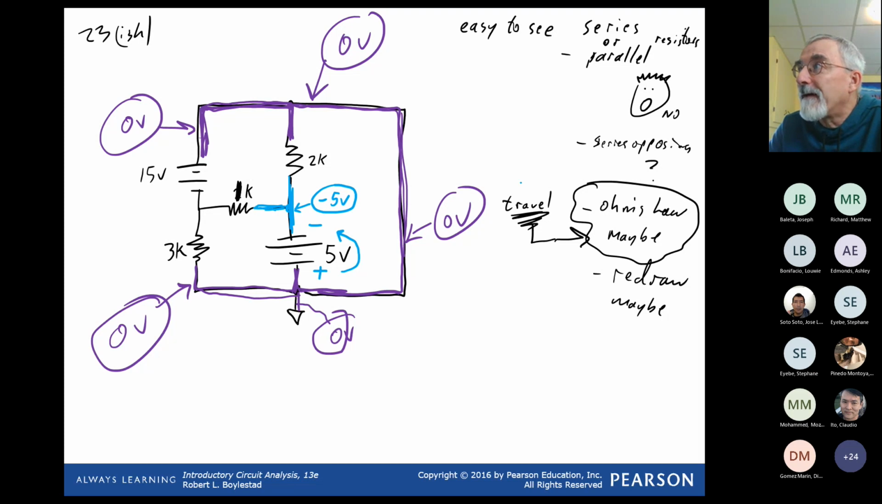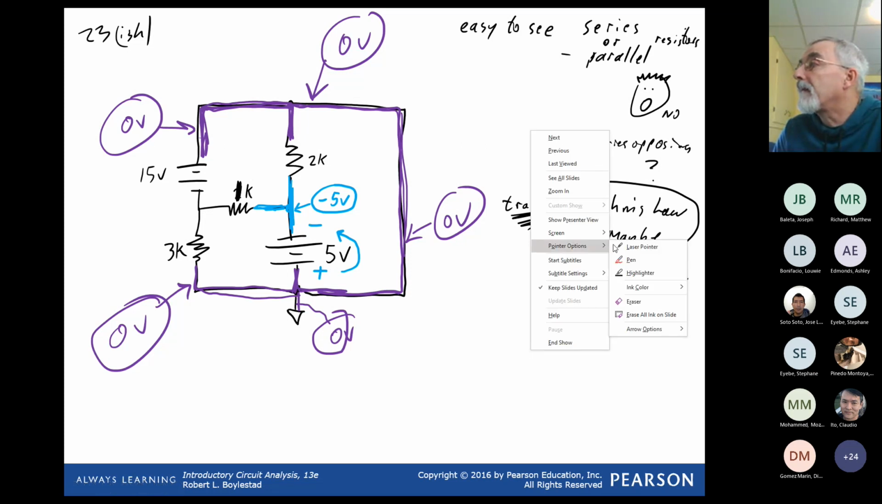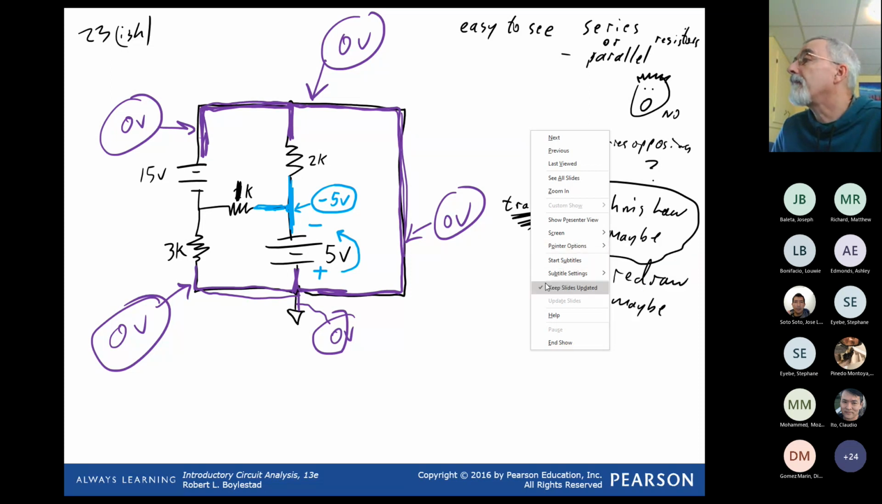So when traveling, colored ink is going to be your friend here. Speaking of, I've got that node. Since Mr. Parker has introduced the term node, we'll keep with it. And I'm going to change my ink color. Yeah, I'll use red.